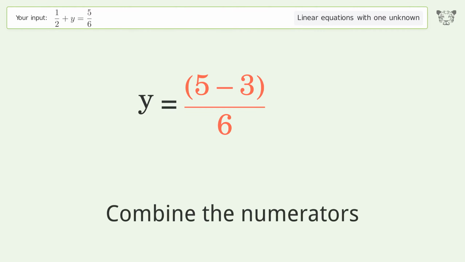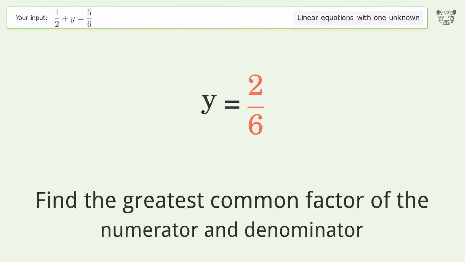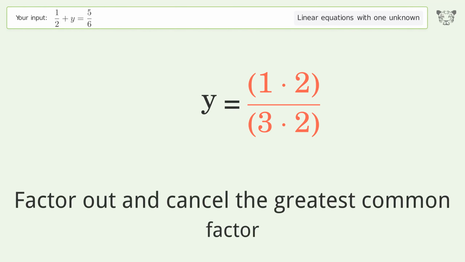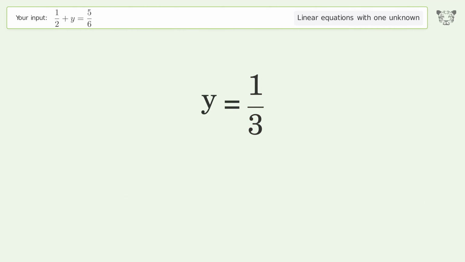Combine the numerators. Find the greatest common factor of the numerator and denominator. Factor out and cancel the greatest common factor. And so the final result is y equals 1/3.